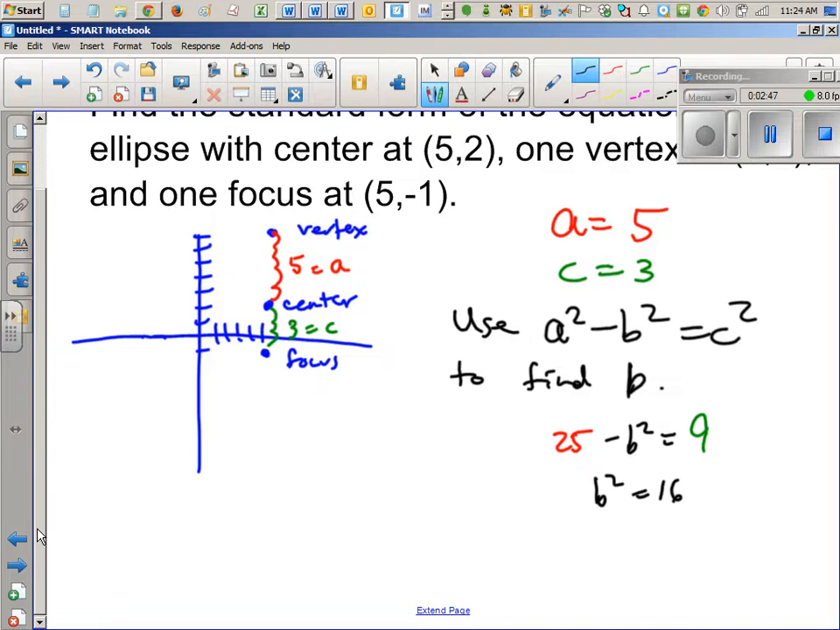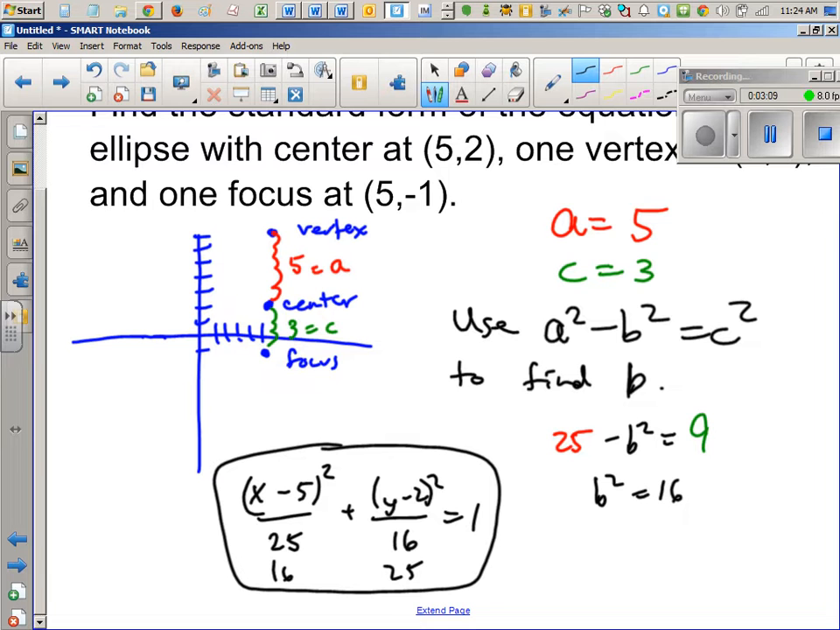Okay, so here's the question. Do I write my answer as x minus 5 squared and y minus 2 squared, and put the 25 here and the 16 here? Or do I put the 16 here and the 25 here? That's the only question I have left to answer. Which of these is the correct one? Where do I put the 25? Where do I put the 16? That's the only thing I have left to figure out. So, who gets the 25? The x's or the y's? That's the last question for this problem.